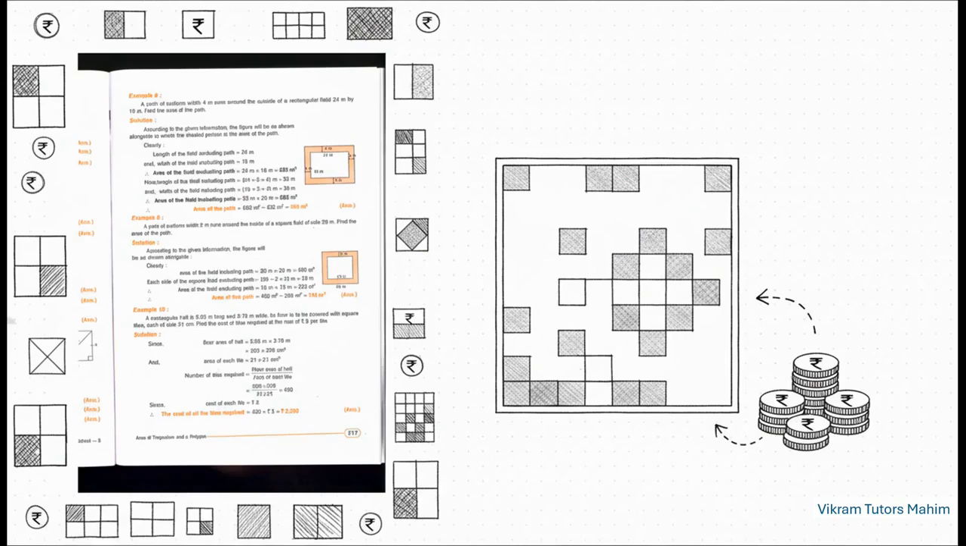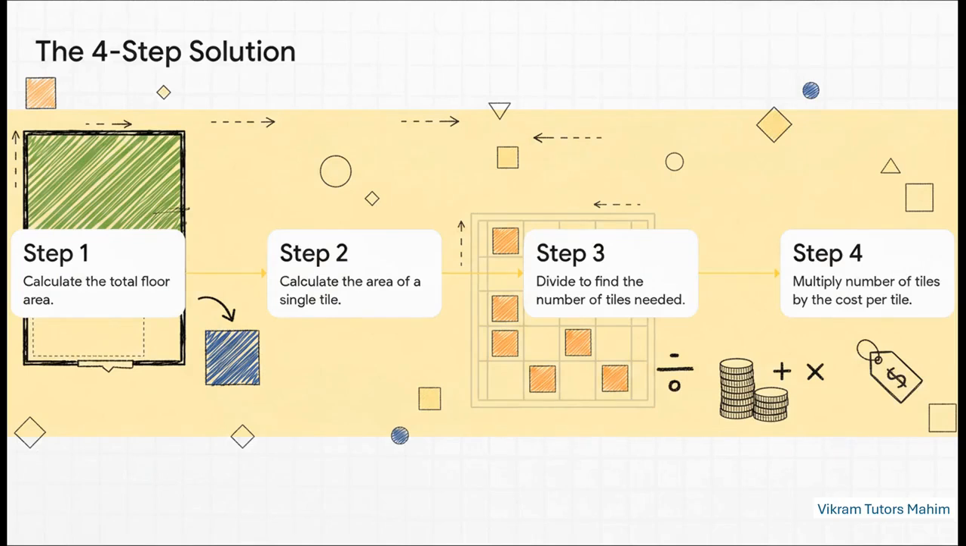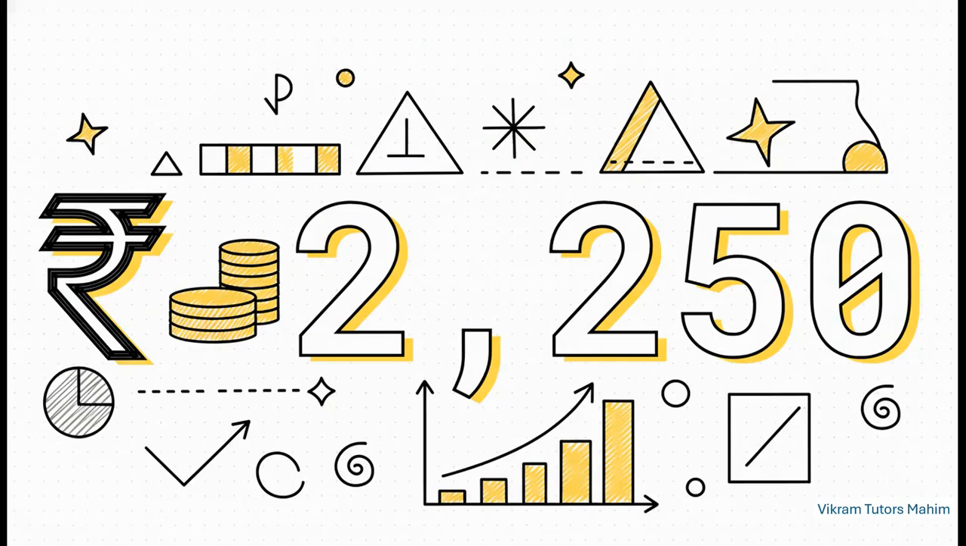Imagine you need to tile a big hall. The tiles are square, and they cost 5 rupees each. First, find the areas, then figure out how many tiles you need, and finally, get the total cost. And there's the final cost. That's the power of putting these simple formulas to work for you.